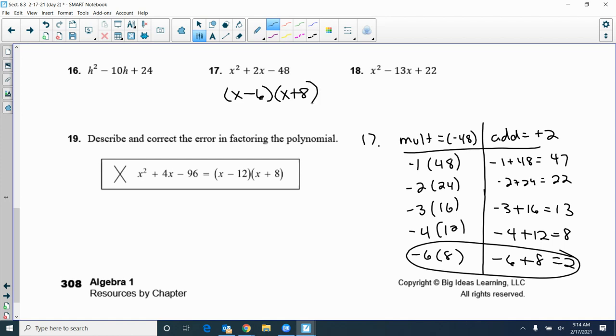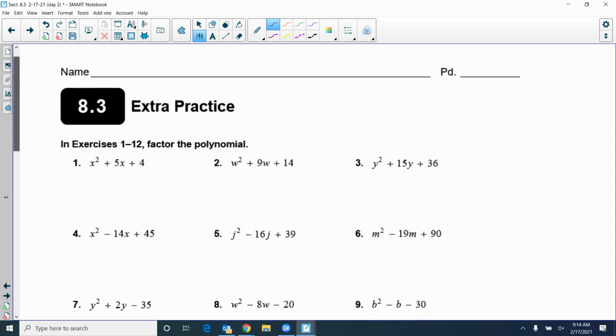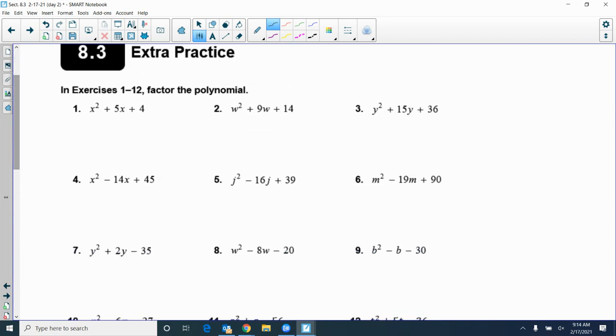Okay? All right, Evan, what'd you get for number 1? X plus 4 in parentheses and then x plus 1 in parentheses. Okay, that is correct. 4 times 1 is 4. 4 plus 1 is 5. Tommy, what'd you get for 2? X plus 7, x plus 2. Well, I'm going to use the W since it has it. And since this one has different letters too, it throws you off a little bit. But just use the W. But that's correct.